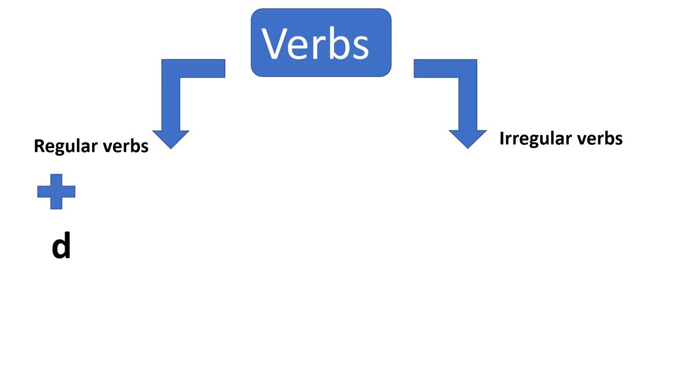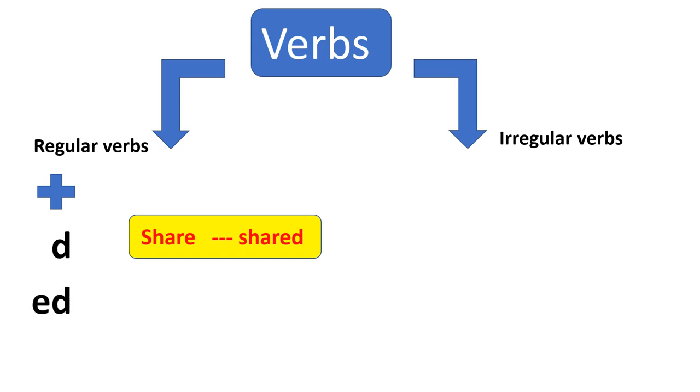sometimes D for verbs that end with E, like share, shared. Share ends with E, so we add D. And sometimes we add ED for verbs that don't end with E. For example, miss, missed, we add ED.